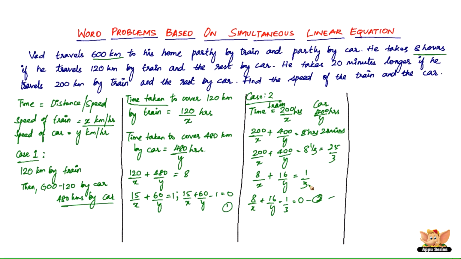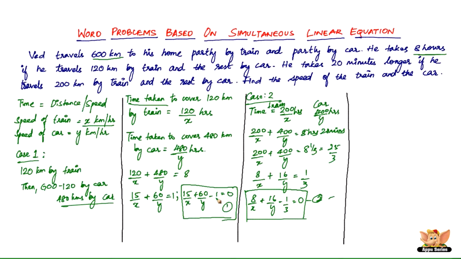So now if we solve these two equations, we can get x and y. That's all we have to do, right? So all we have to do is solve these two equations, equation 1 and equation 2. The equation 1 is 15 by x plus 60 by y minus 1 equals 0. Then the equation 2 is this one: 8 by x plus 16 by y minus 1 by 3 equals 0. And these two have been formed by using the data given in the question.